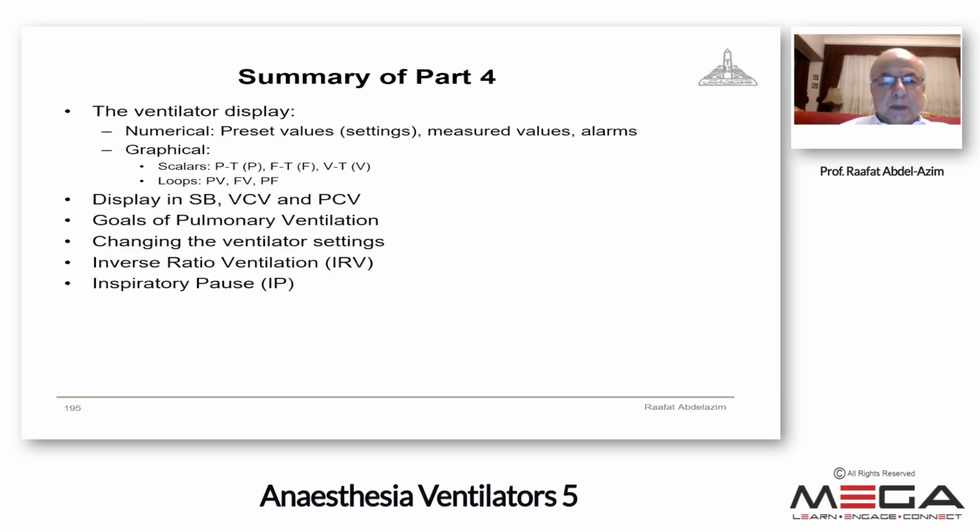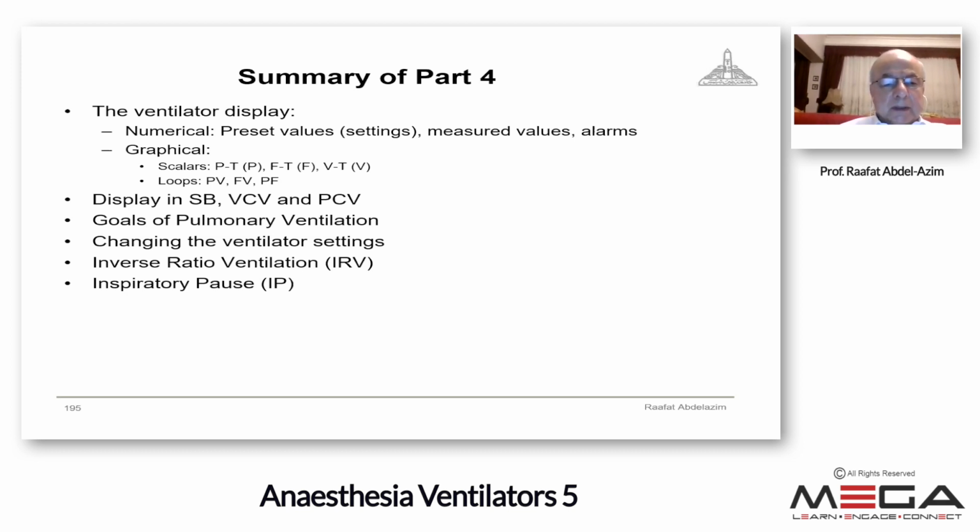And in part 4 last time, I described the ventilator display, either numerical or graphical. About the graphical display, there are types of scalars and loops. I described in detail each one. Regarding the loops, we have 3 types, and I described them already. How the spontaneous breathing is displayed and how the display appears for volume controlled and pressure controlled ventilation.